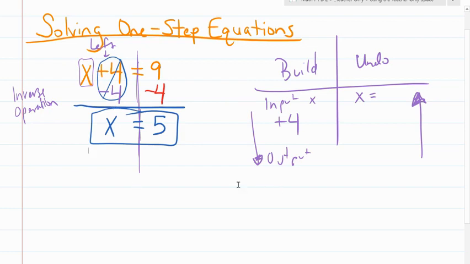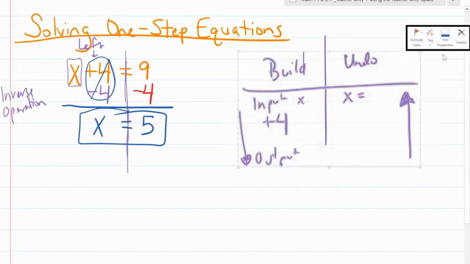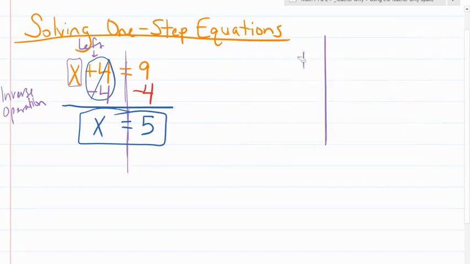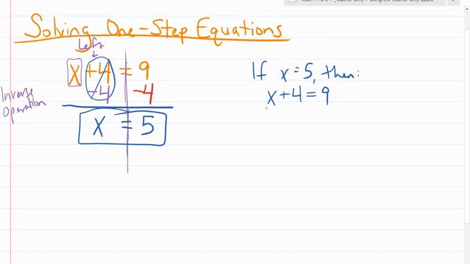Whenever we are solving equations, it's always good to go back and check our work. Let me get rid of these real quick. Once we think we know what x is, we can say if x is 5, then, and we go back to our original equation, x plus 4 is equal to 9, and then we'll substitute that value for x. 5 plus 4 is equal to 9, and so we know that our answer is correct.